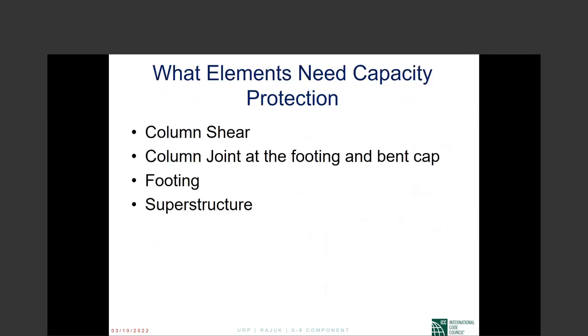What are the elements that you have to do the protection for? The column shear, the joint shear, the footing and the bent cap, the footing itself, and the superstructure.